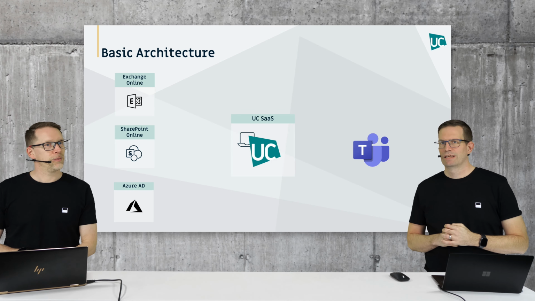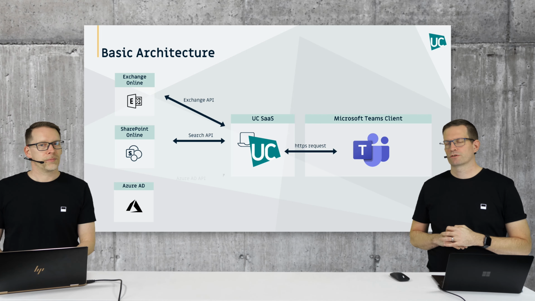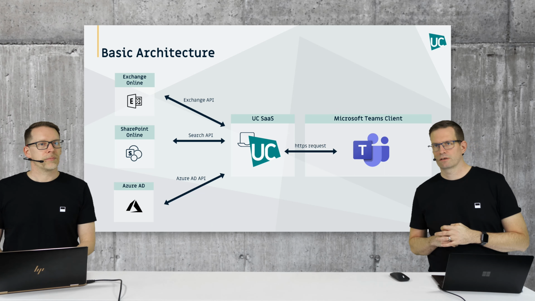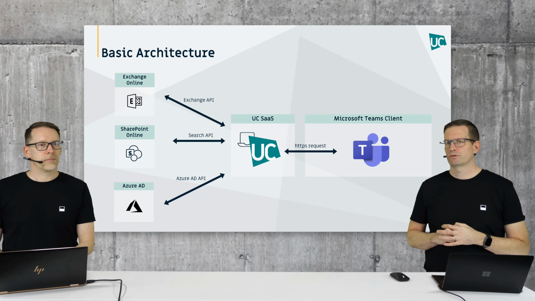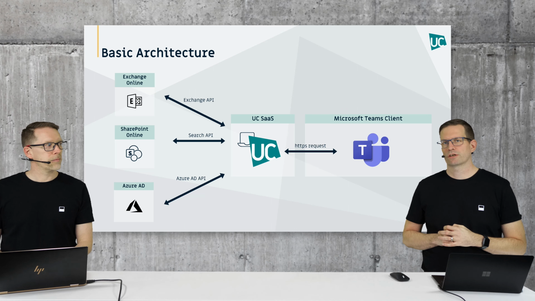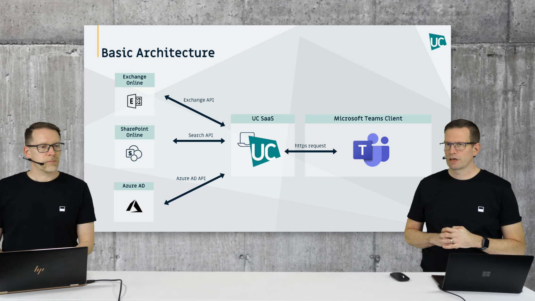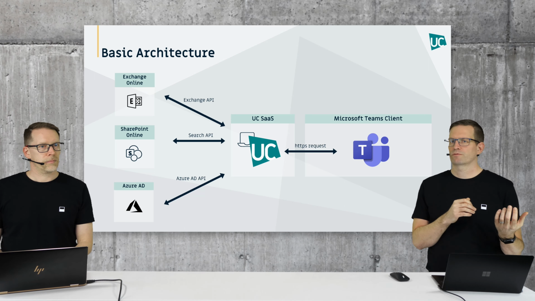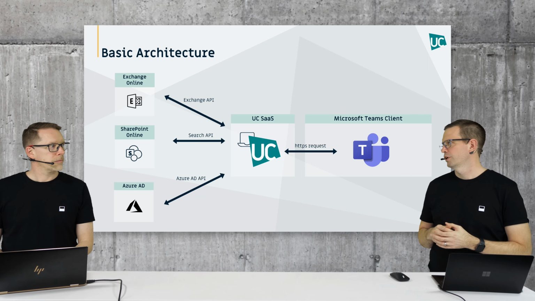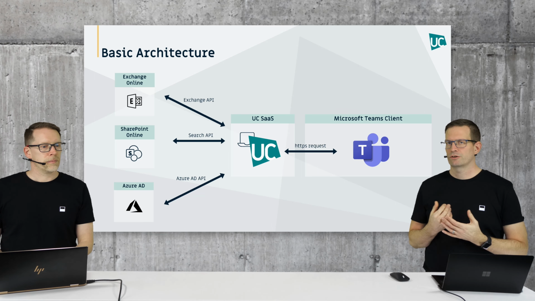Nice one. So let's take a look at the basic architecture. If you have already seen some of our other videos on YouTube, you will find out that the basic architecture is not so different. Here's one extra point, SharePoint Online. Using Unified Contacts Pro Edition, you can also search in contact lists hosted in SharePoint Online. And of course, we are using the Graph API for Exchange, for Azure Active Directory, but also for SharePoint Online search. And the Unified Contacts platform is installed in your Azure tenant, in your Azure subscription.